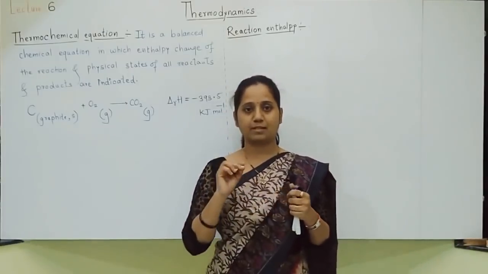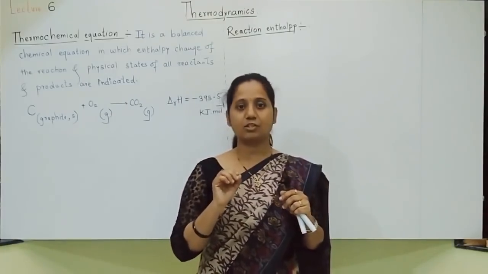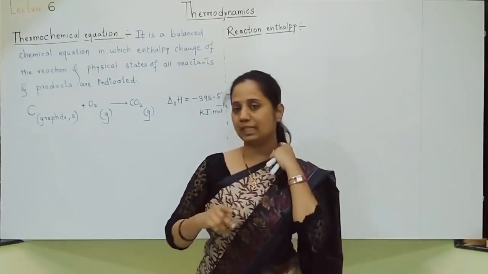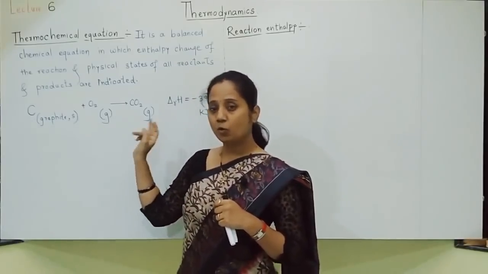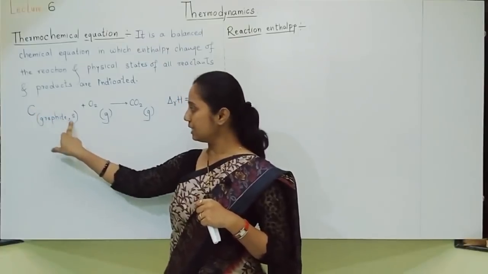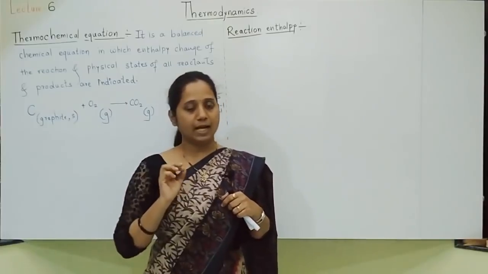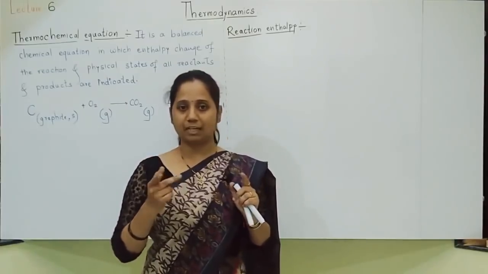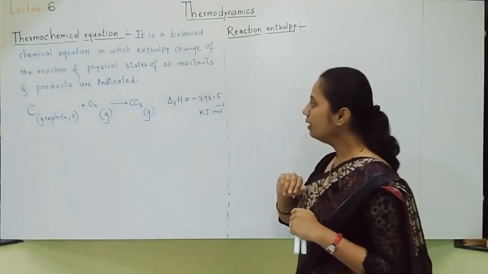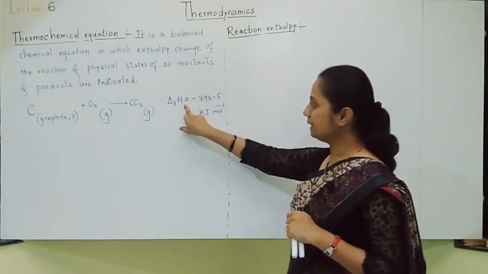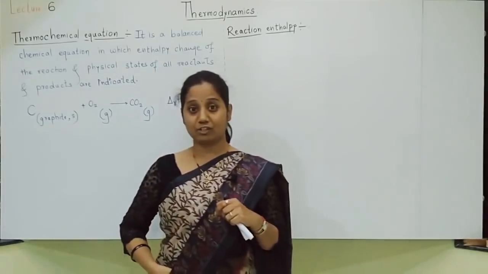So remember 2 points. In a thermochemical equation, everything is as it is. It is a balanced chemical equation. But 2 things are mentioned. One, physical states of all reactants and products. Only for carbon, along with physical state solid, you must mention the allotropic form. And 2 allotropes are there, diamond and graphite. Of course, we will use graphite. And secondly, its enthalpy change is also mentioned. Such an equation is called a thermochemical equation.